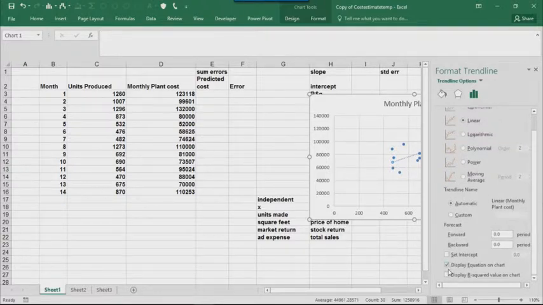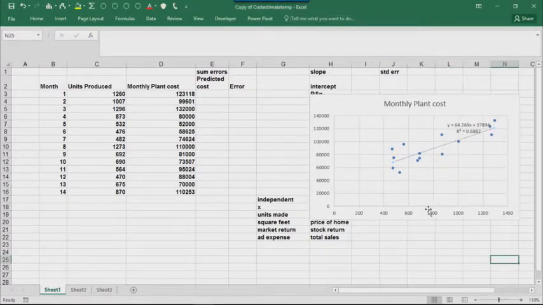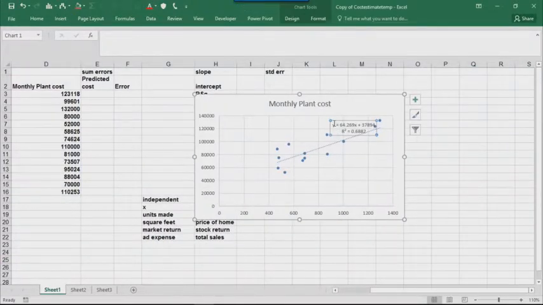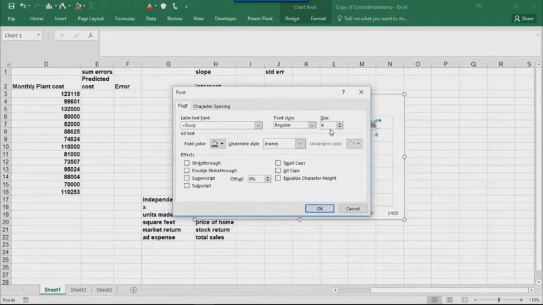display equation and R squared, and then we'll explain what we get there. So we display equation and R squared. Now we should probably make this a little bit bigger. If we select this, I can do Control 1, and I can pick a bigger font, so we can see this a little better.